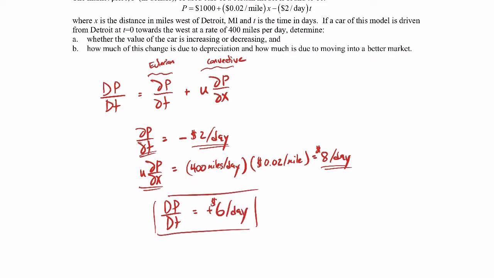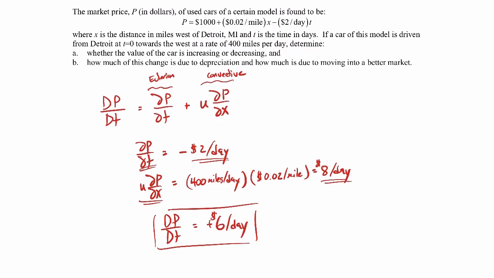So the price of this vehicle is actually going up per day by $6, and the reason is even though we have some depreciation that's decreasing the value, we're moving into a better market every day. So we're getting further and further west of Detroit, so our price goes up by $8 per day. So when you add them together, we're going up by $6 per day. So hopefully this makes sense.